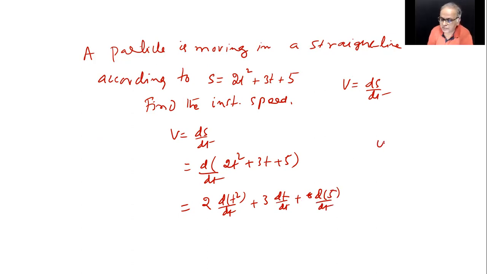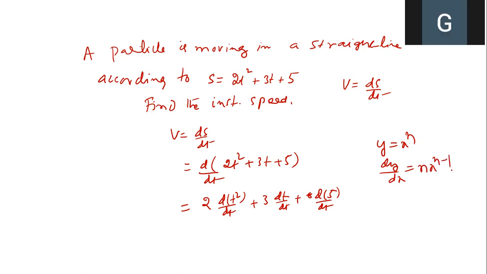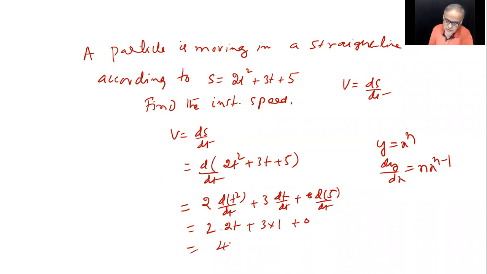What is the formula for this? If y equals x power n, dy by dx equals n x power n minus 1. I'm deliberately giving it because I cannot remove these things from here. If you have to do some better questions later, all these tools have to be understood properly. So t square derivative is 2t, 2t is 2, this is 1, that is 0. So how much is this? 4t plus 3. So from here I can find the velocity from v. Do you follow?